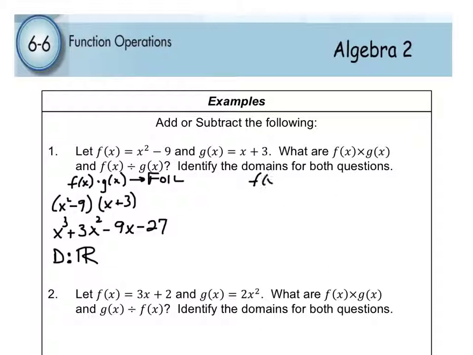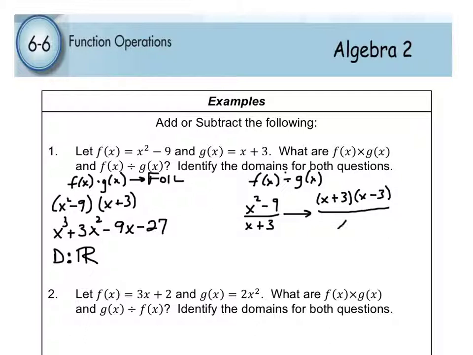Now, f of x divided by g of x. I'm going to take f of x, x squared minus 9, and put it on top. I'm going to divide that by g of x, which is x plus 3, on the bottom. Now, we've got to see, is there any one of these, top or bottom, that I can factor? Well, the top is a perfect square. It's the difference of two squares. So I can make this x plus 3 times x minus 3. And now I can divide that by x plus 3.